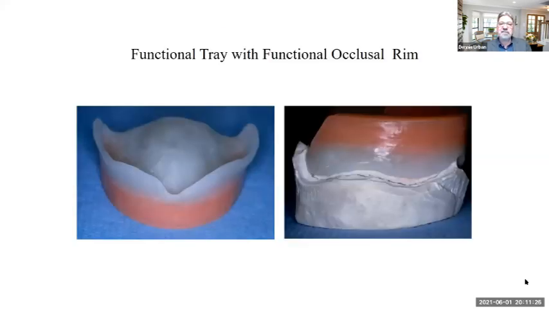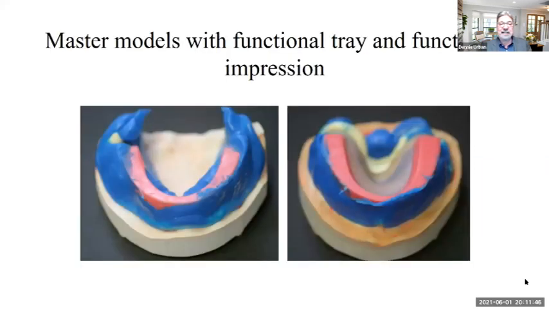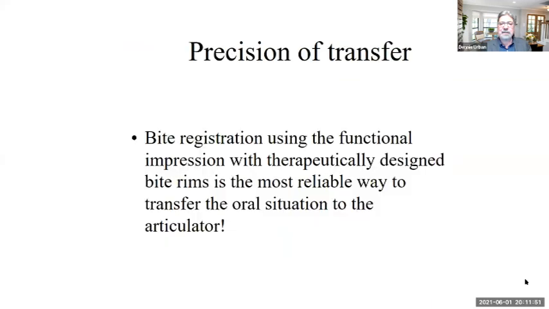And what about a functional tray with a functional occlusal rim? This is probably one of the best methods I've seen. And so you get a functional tray, which is pretty much a custom tray, 2 to 3 millimeters short of the periphery. And then we're putting an occlusal rim on top of that tray, and we're getting a good functional impression and occlusal records in one visit. So you're eliminating a visit, which is great. And there's the master models of the functional tray and functional impression.